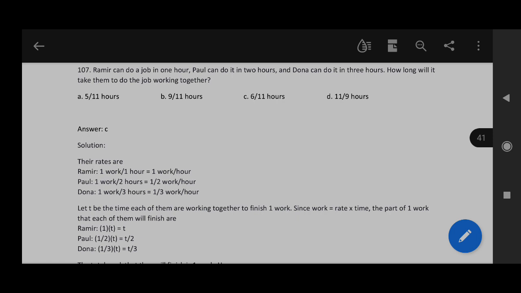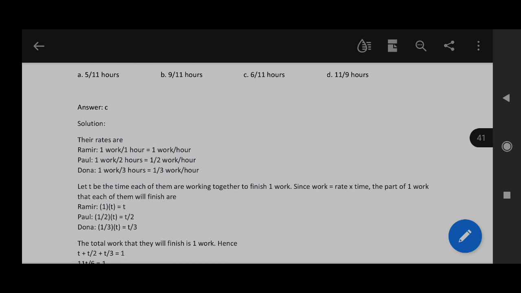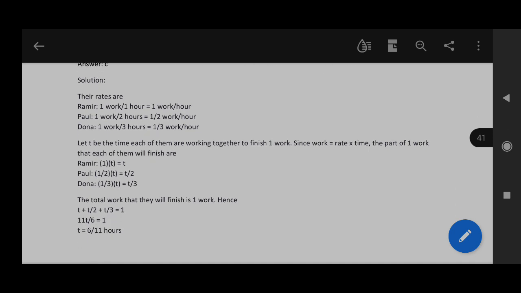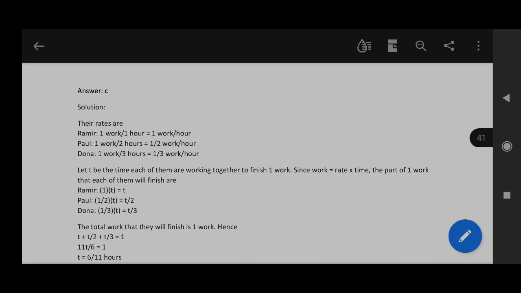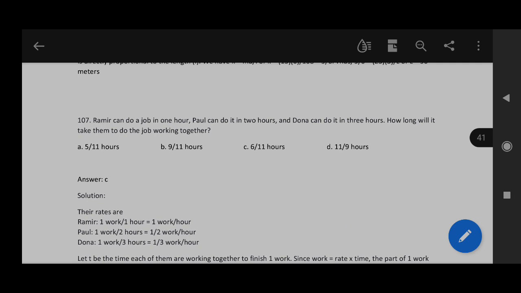Since work is rate times time, the part of the 1 work that each of them will finish is, for Ramir, 1 times T, which is T. For Paul, 1 half of T, or T over 2. For Donna, 1/3 of T, or T over 3. The total work they will finish is 1 work. Hence, T plus T over 2 plus T over 3 equals 1. Combining the left side, T plus T over 2 plus T over 3 becomes 11T over 6, still equal to 1. So the total time there is 6 over 11 hours. Your answer is letter C, 6 over 11 hours.